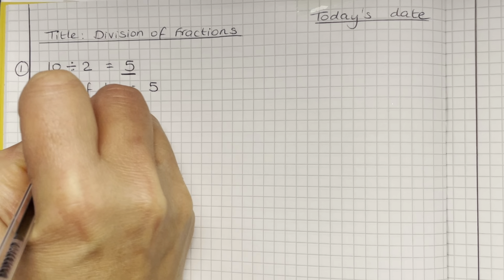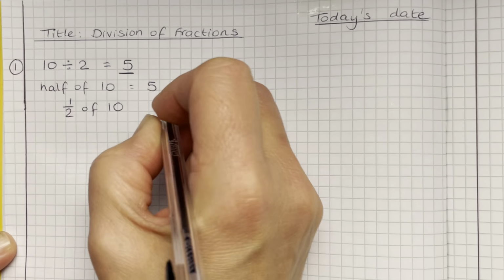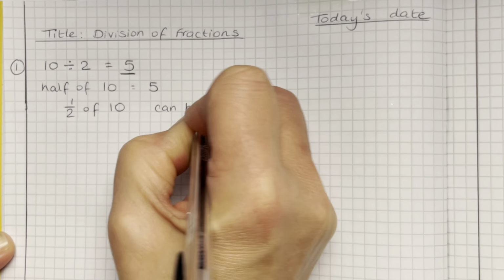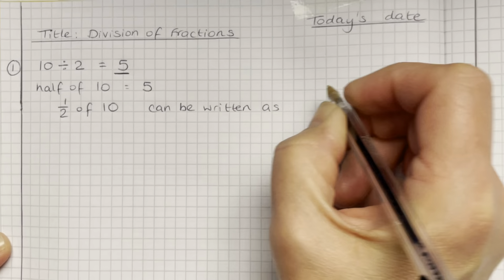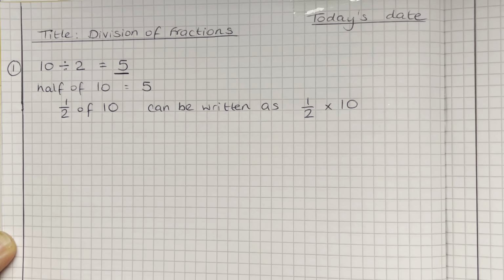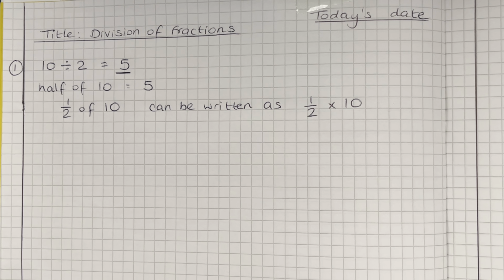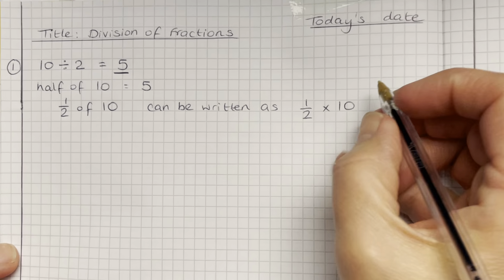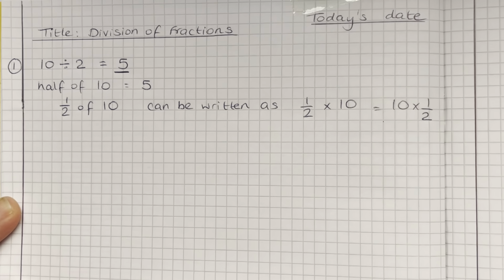Now, we know from when we looked at multiplication that half of 10 can be written as half multiplied by 10. We also know that multiplication is commutative. That means that half multiplied by 10 is exactly the same as 10 multiplied by 1/2. So I can also write that as 10 multiplied by 1/2.